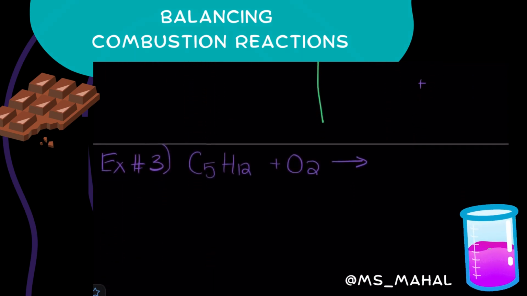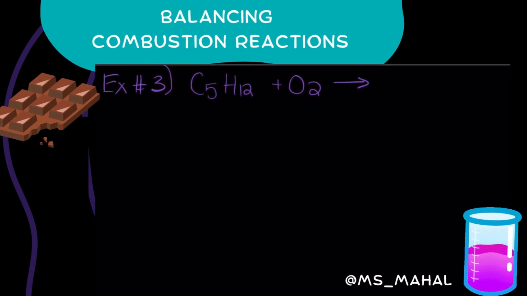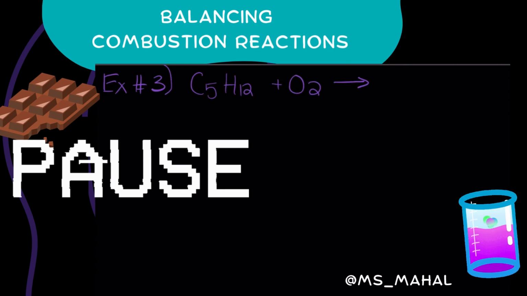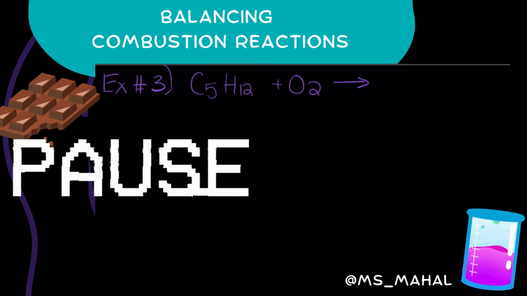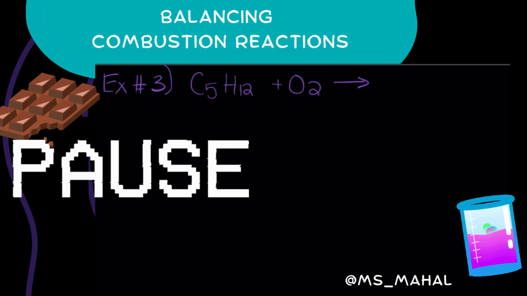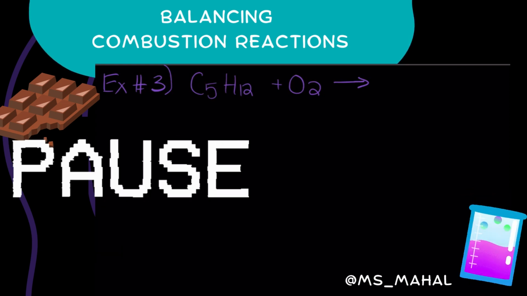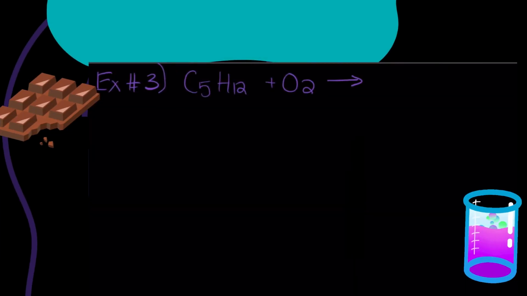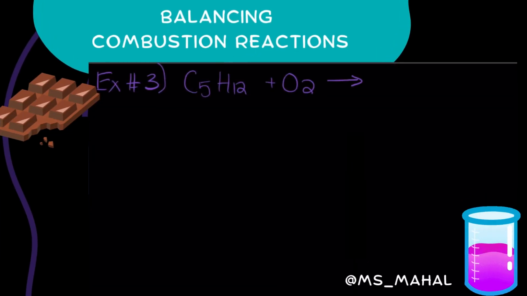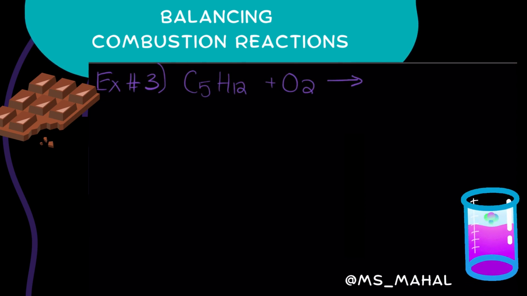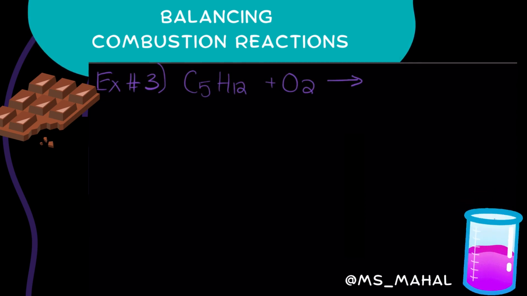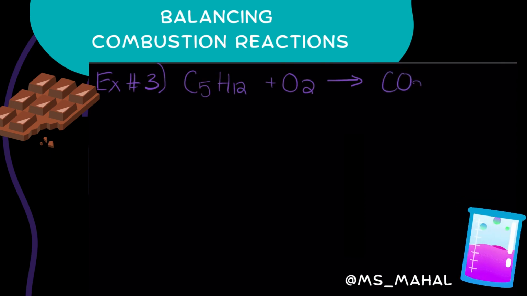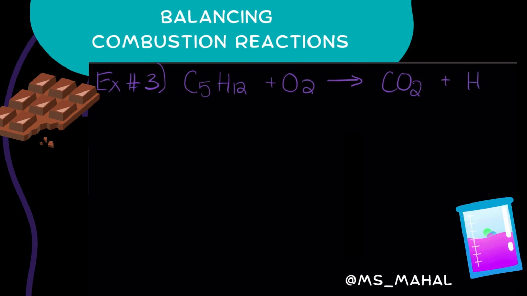Okay, so for the third example, I've written out the hydrocarbon. I've added the oxygen. Pause the video and see if you can come up with the products and the balanced chemical equation. Remember our chocolate rule. You want to balance the carbons first, hydrogen second, and then the oxygens. Okay, so just as always, when we do this, our products are going to be carbon dioxide and water.